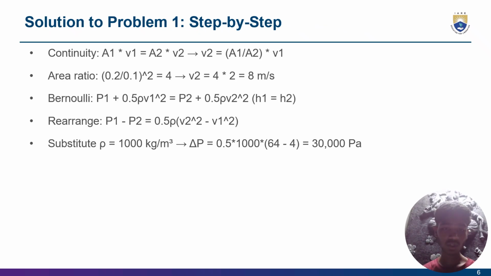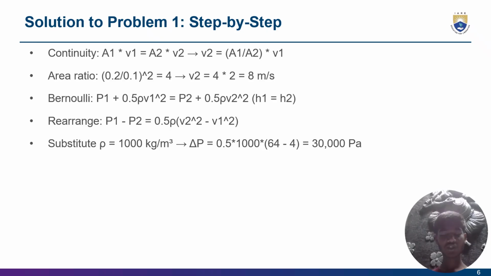We can see the solution to problem 1, explained step by step. Continuity: A1 V1 equals A2 V2, that implies V2 equals A1 by A2 times V1. As per the problem, the diameters are 0.2 and 0.1, so A1 by A2 equals 0.2 by 0.1 whole squared, which equals 4. V2 is not given, so V2 equals 4 into 2 equals 8 meters per second.